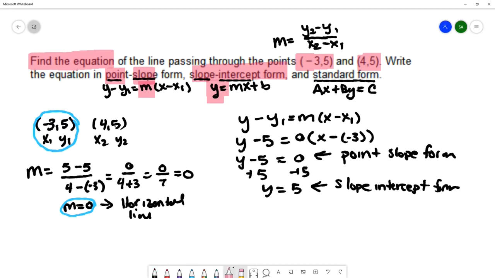And finally, we want to write the standard form. And the standard form is when you have both x and y terms on the same side and the constant on the other side. Well, you can see because there are no x terms, we already have that format, the x and y terms on the left-hand side and the constant on the right-hand side. So this is the standard form of the equation of this line, passing through (-3, 5) and (4, 5).